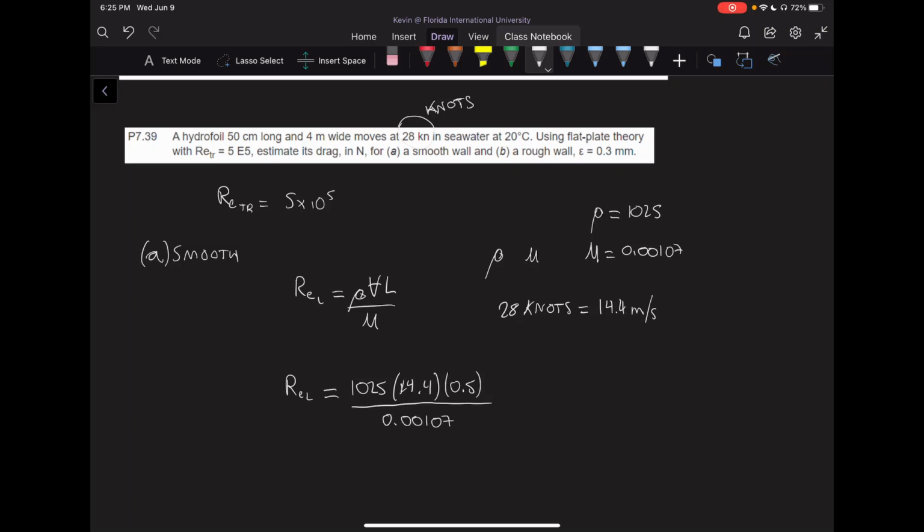0.00107. We can think of our hydrofoil as a flat plate inside the water with water rushing around it at the speed of 14.4 meters per second. Our hydrofoil is 50 centimeters long, so from leading edge to trailing edge it is 50 centimeters, and we know it's 4 meters wide. So we find that our Reynolds number is equal to 6.9 times 10 to the power of 6. That means we have turbulent flow.